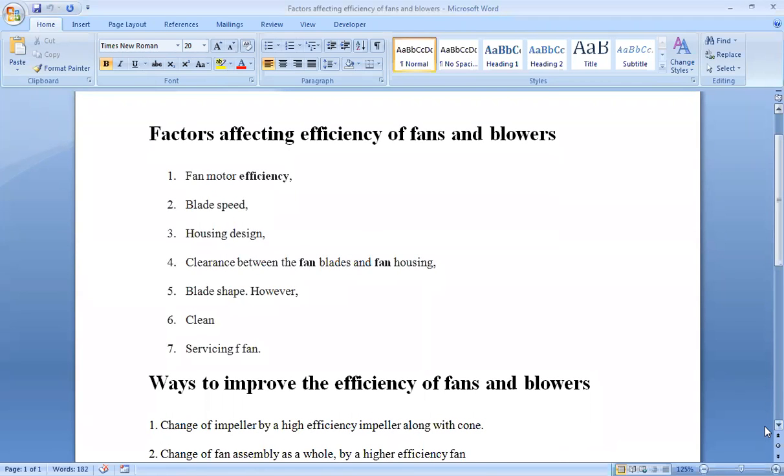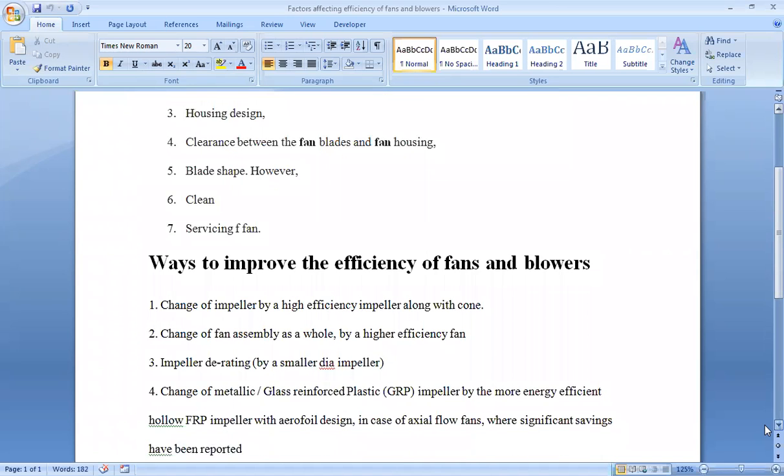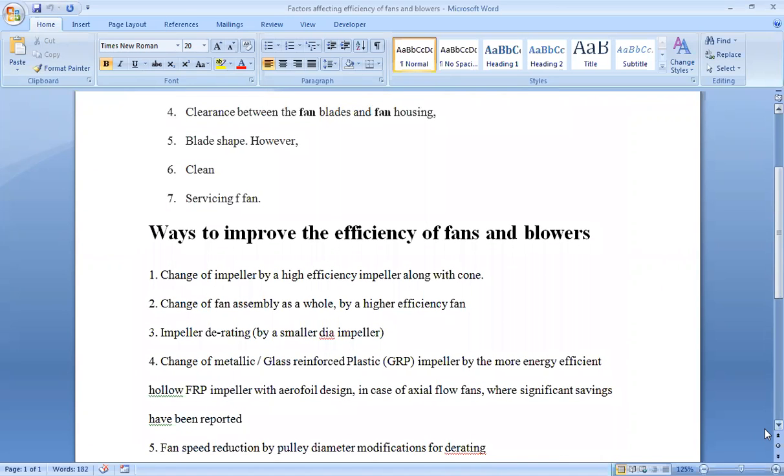So we have to maintain the fan so that the efficiency of the fan will increase. So these are the various factors which affect it. If we do not maintain the fan, if we do not overhaul the fan, if we do not service the fan frequently, then definitely it will consume more electricity and the output will be less. So there are again various ways to improve the efficiency. The first is to change the impeller.